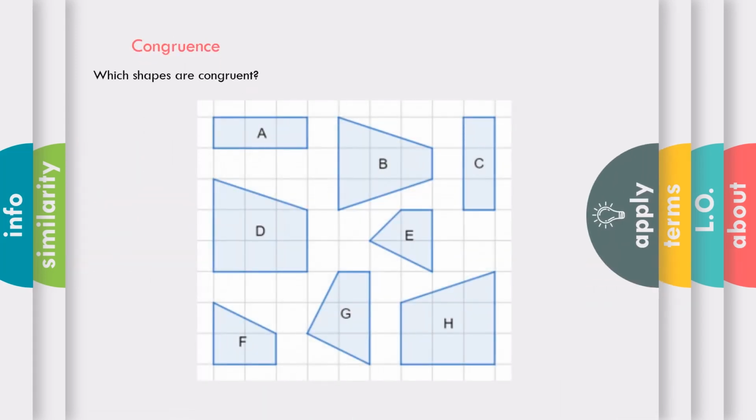Take a look at these shapes. Which of these shapes are congruent? A and C are congruent shapes. D and H are also congruent shapes.